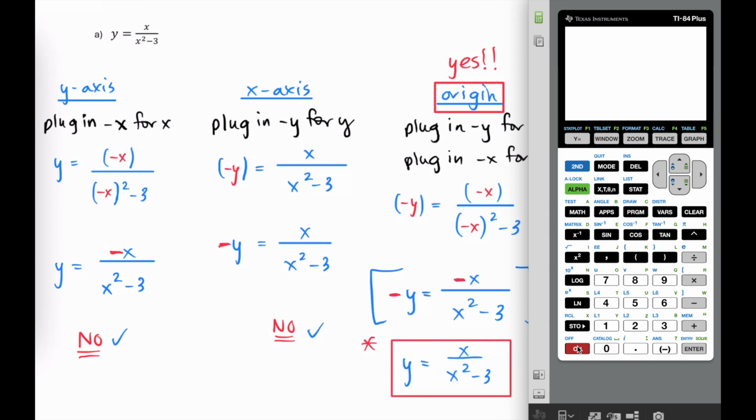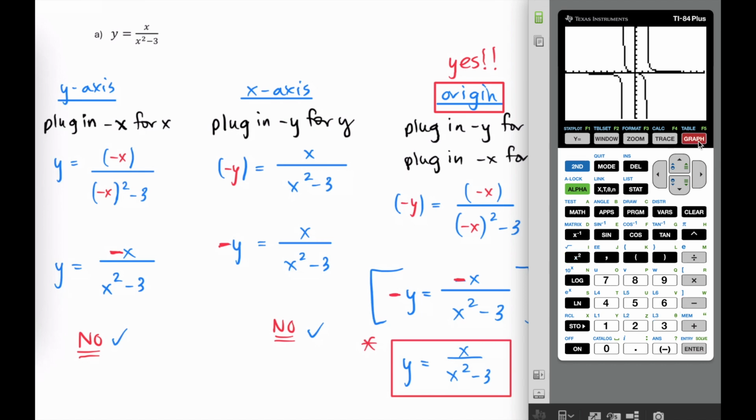Now to check our answer, let's go over to our graphing calculator and input the original equation. I'm going to select alpha and then F1 here that's in green in order to access the numerator-denominator feature in our calculator, which makes it easier to put in a fraction. So we now have then x over x squared minus 3.